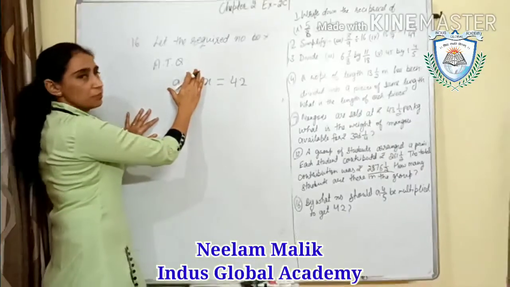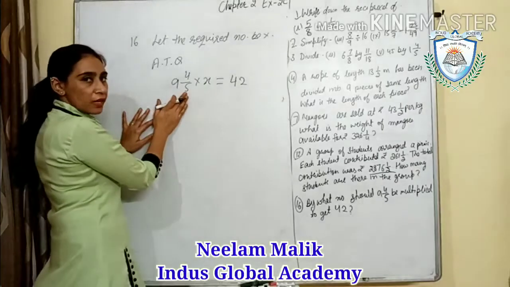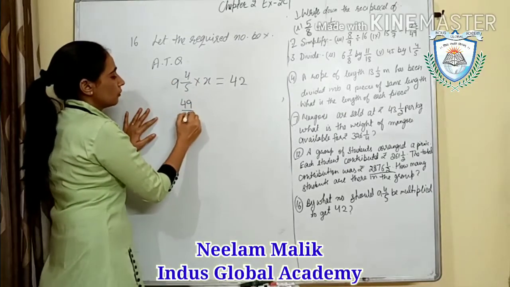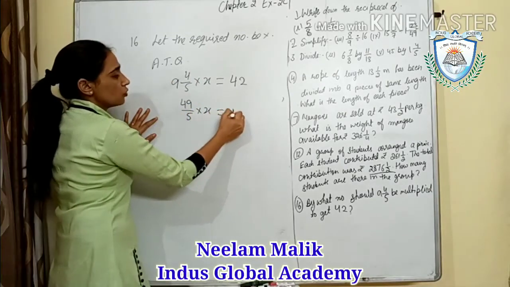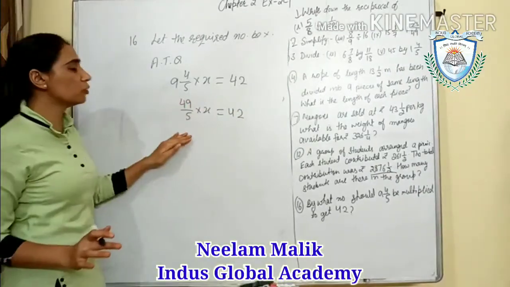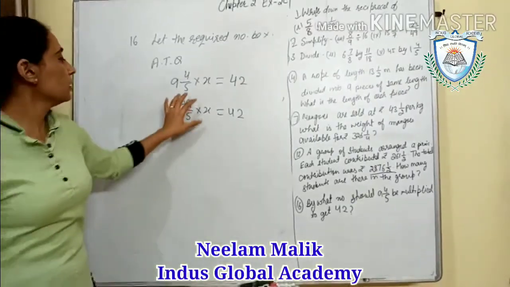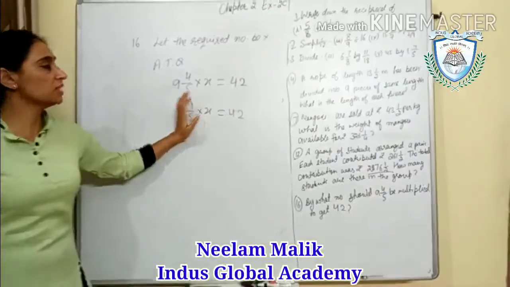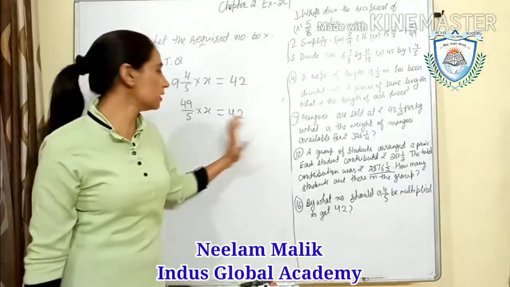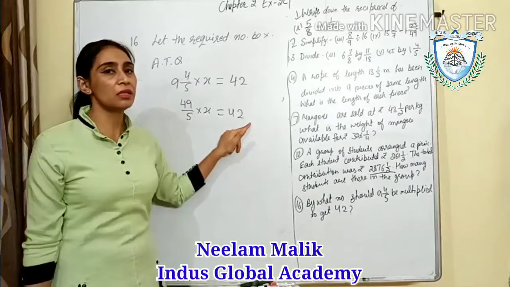Now what we have to do? We have to simplify this. Simplify means we will convert this into improper. 9 5s are 45 plus 4, 49 upon 5 into x is equal to 42. Now we need the value of x, so x will be on this side and remaining will go on that side. Remember one thing, if something is here in plus, that will be there minus, means always sign will change. Plus will be minus, minus will be plus. If this is in multiplication, it will be here in division.